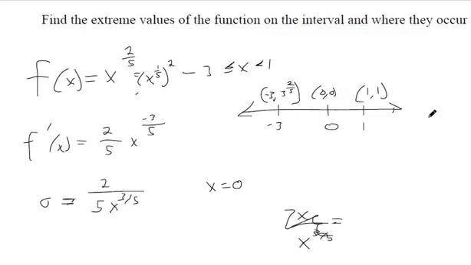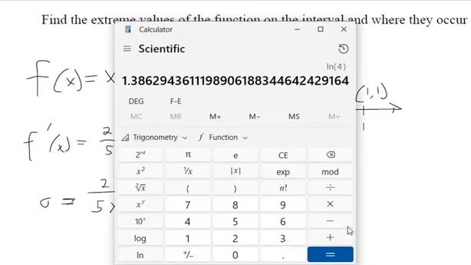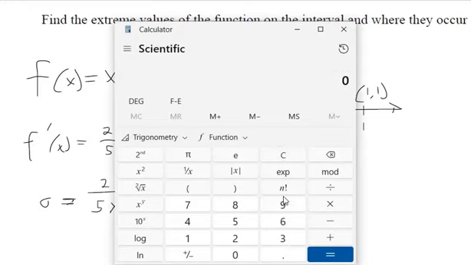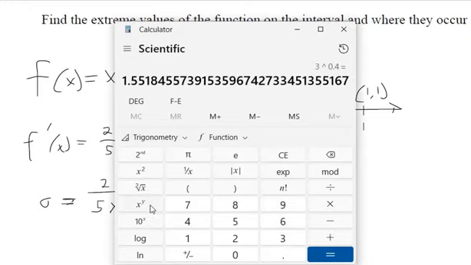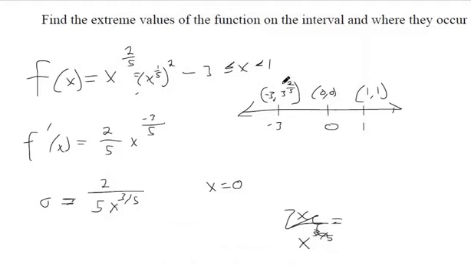Okay. So 3 to the 2 fifths, we probably want to know what that is as a decimal. So 3 to the 0.4 power, 1.55. So this is the highest y value out of all the critical points and out of all the endpoints. So that means this is our maximum. The lowest y value here is at 0, 0, so that means that's our minimum. And then this would be a local max if you want to identify that too. But I think the textbook's just looking for your maxes and mins on the interval.